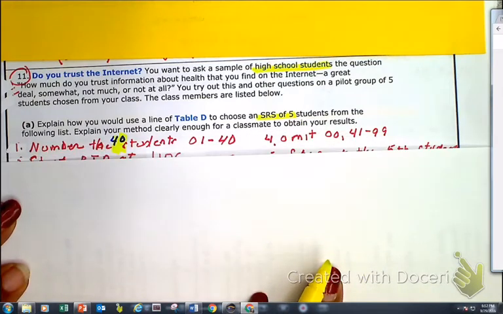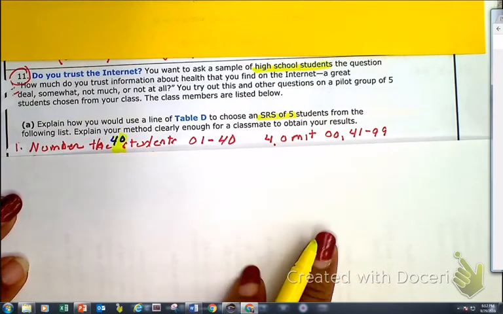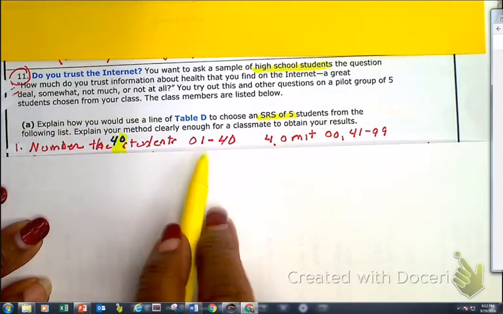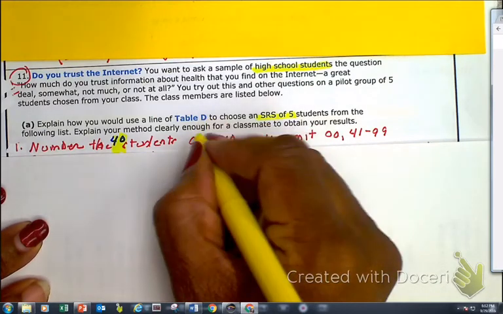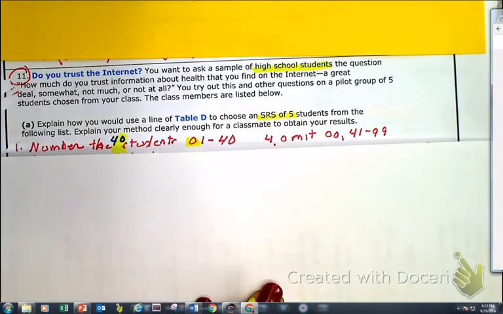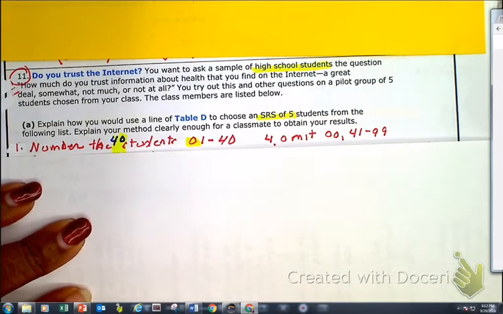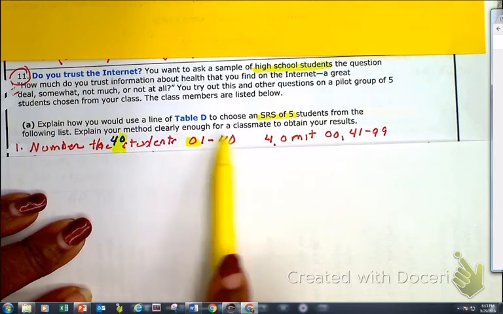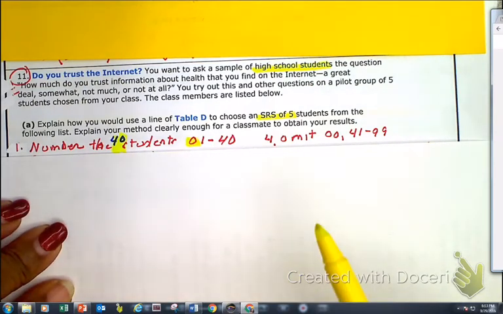So my step 1 is I'm going to number 40 of the students. Okay? And the numbers are going to be 0, 1 to 40. Yes, that 0 is necessary because one of the AP errors is that students just put 1 to 40. Well, choosing a 1-digit number, you've got a 10% chance, whereas choosing one 2-digit number, you've got a 1 out of 100 opportunity for it to happen.